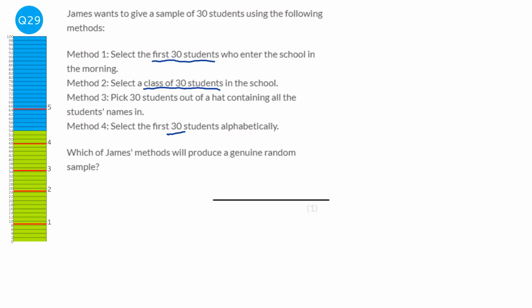It might seem that it's fair picking the first 30 students alphabetically, so A to F or whatever, but again, that's not fair, because the people at the end of the register don't have an equal chance of being picked. So you need to make sure everyone in your population has an equal chance of being picked. So picking 30 students out of a hat containing all the students' names is definitely the fairest way of picking a sample from this list.